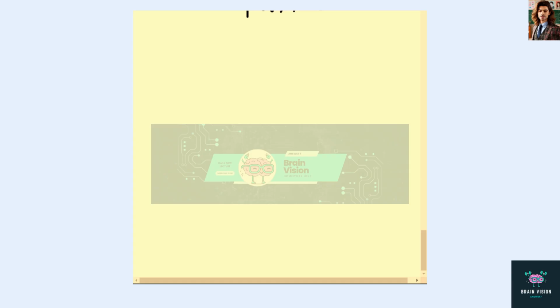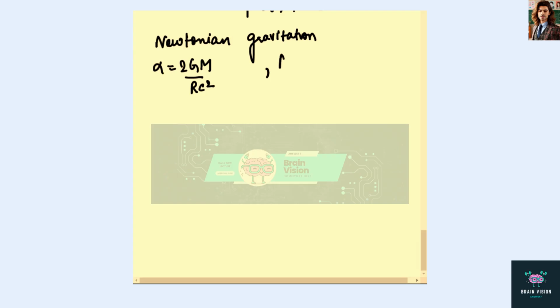To solve this equation, we have that from the Newtonian gravitation, alpha is equal to 2GM divided by Rc². On converting, we have R is equal to 7 × 10³ kilometers, which is equal to 7 × 10⁶ meters.